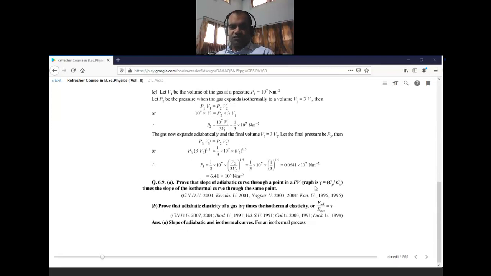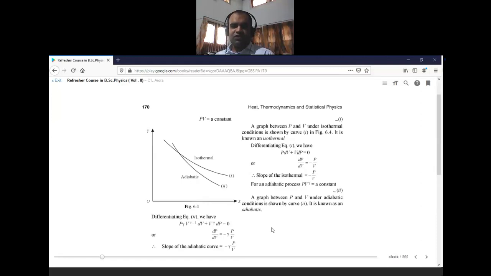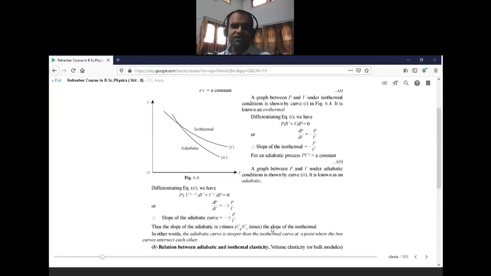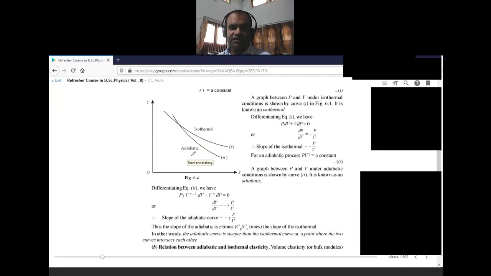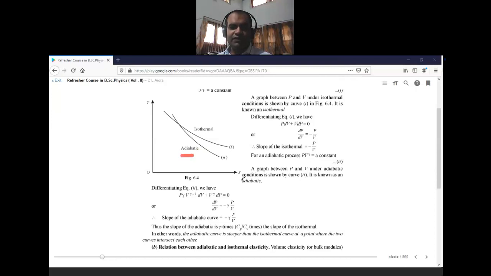You see this relation gamma is equal to Cp over Cv, the ratio of specific heats. Next, slope of adiabatic and isothermal curves. I want to show you this quickly, because when we learn about Carnot's engine or Carnot cycle, you have to learn about these slopes. This is for adiabatic and this is for isothermal. A means adiabatic and I is isothermal.